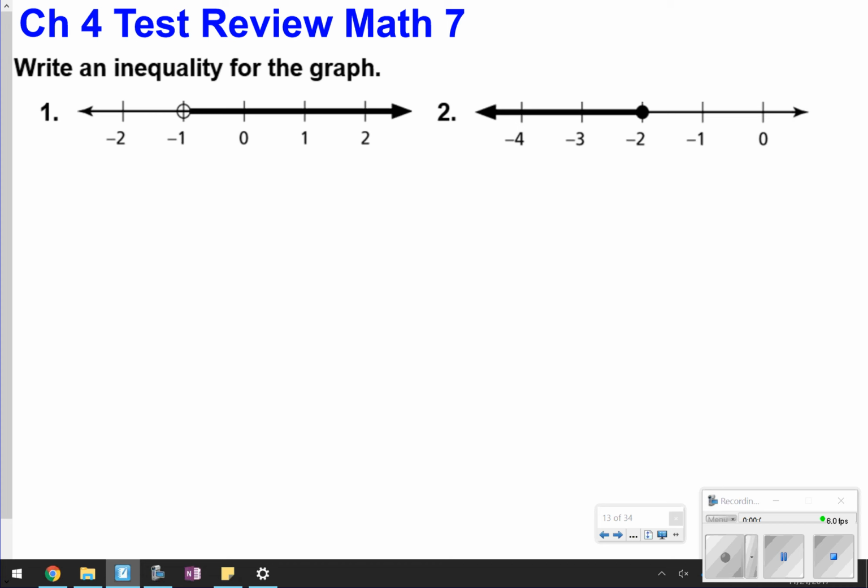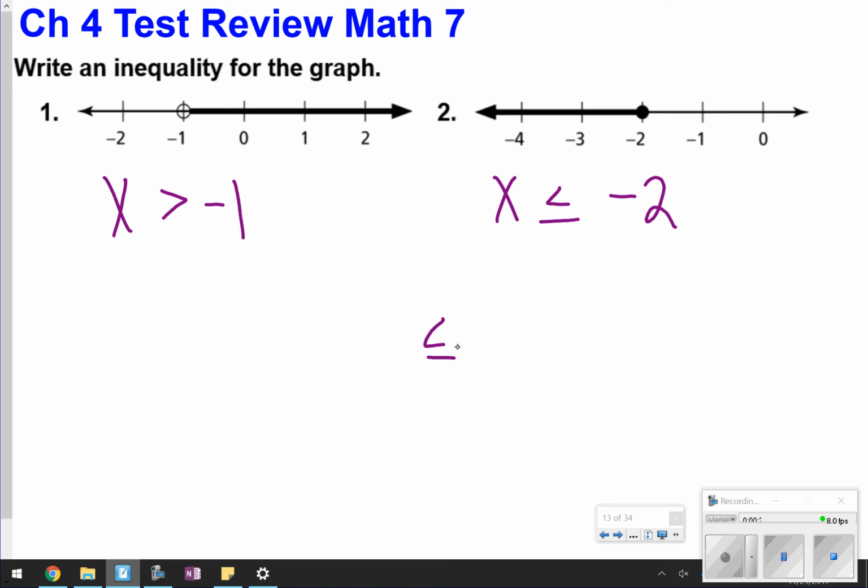This is going to be your Chapter 4 test review for Math 7, and we're going to go ahead and get started. Number 1 has an open circle pointing to the right, so the inequality represented here can be x is greater than negative 1. Number 2, we've got a closed circle above the negative 2 pointing to the left, so that's going to be x is less than or equal to 2.